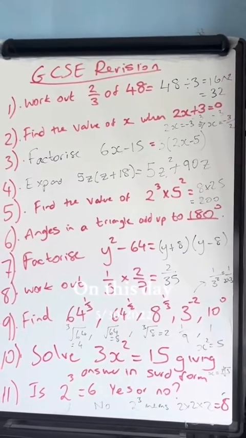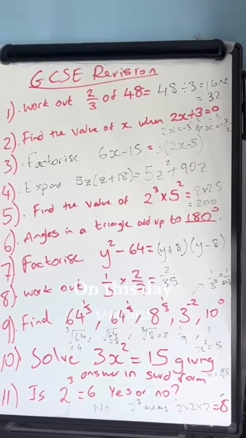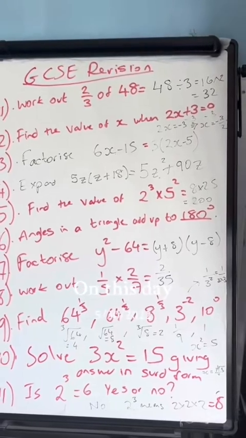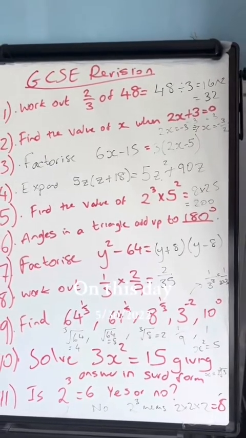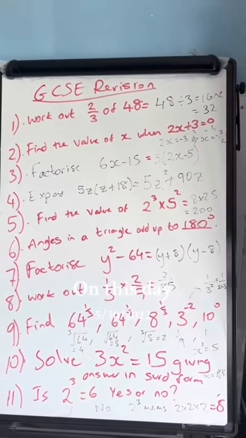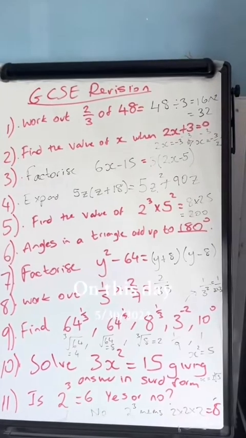This is question number 11. Is 2 cubed equal to 6? Yes or no? The answer is no, because 2 cubed, or 2 to the power of 3, means 2 times 2 times 2, and not 2 add 2 add 2. So 2 to the power of 3 means 2 times 2 times 2, okay?